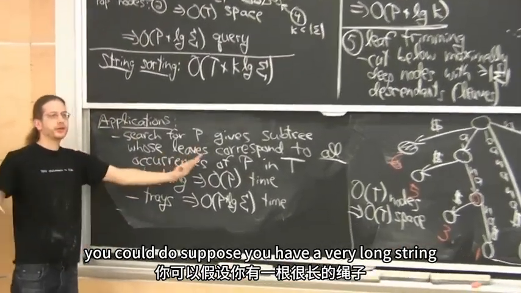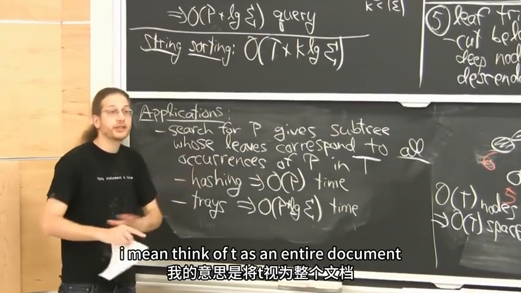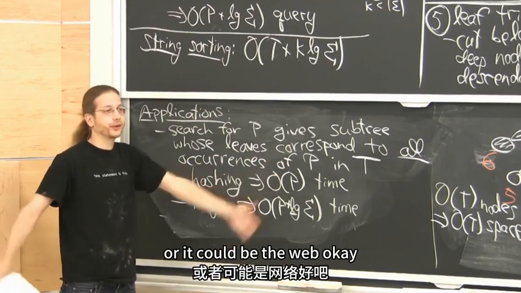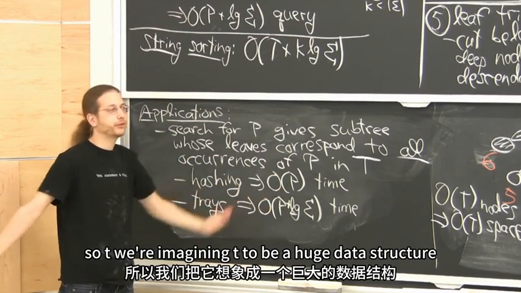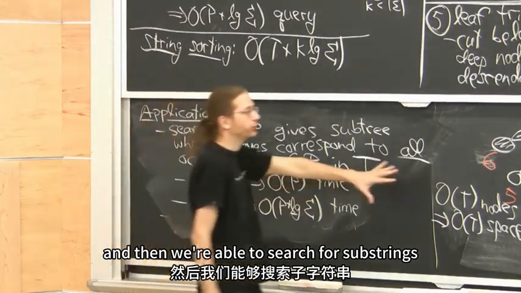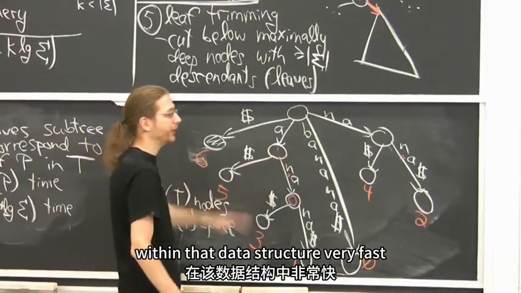Suppose you have a very long string. I mean, think of T as an entire document. You know, it could be the Merriam-Webster dictionary, or it could be the web. Okay, so we're imagining T to be a huge data structure, and then we're able to search for substrings within that data structure very fast.